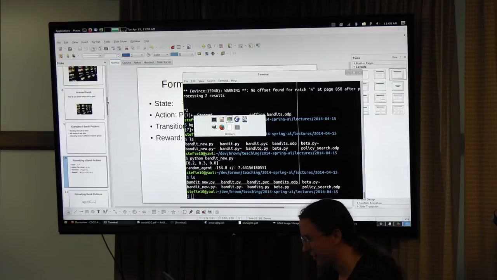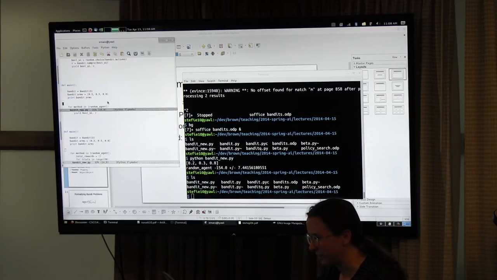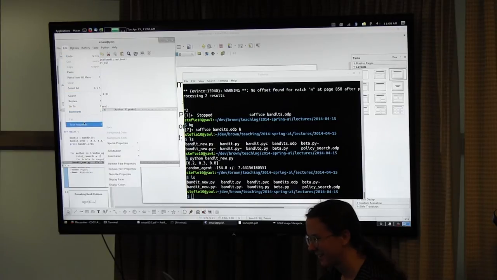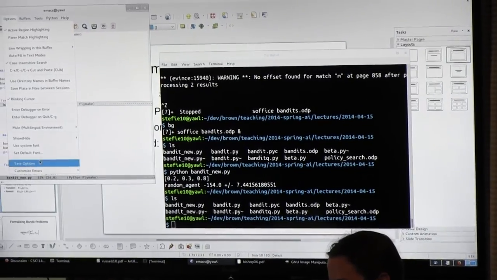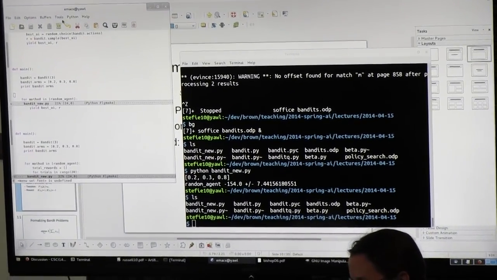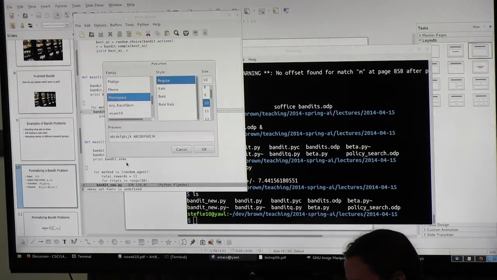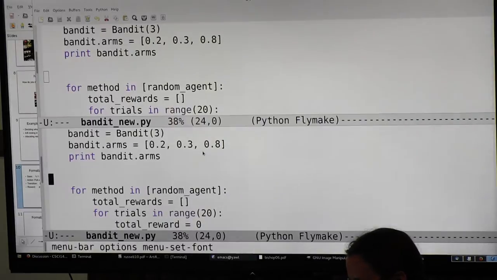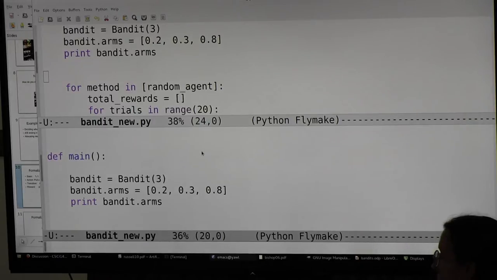So here is the code. This is our little bandit guy. Let me make this bigger actually. Okay, so we have this little bandit. It's going to be a three-armed bandit.